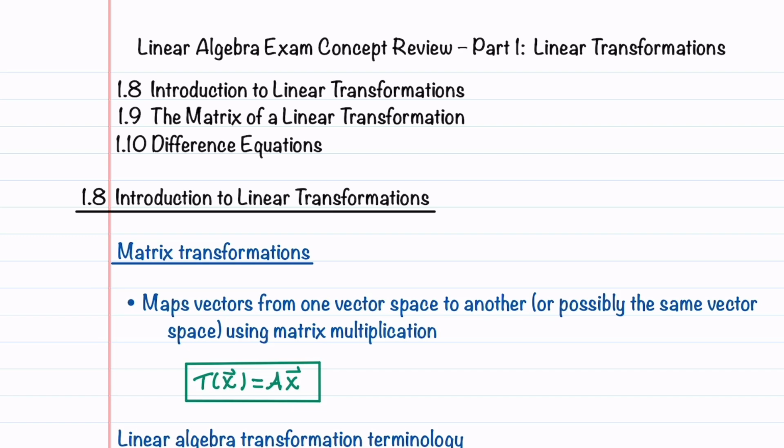The first topic that I'm going to review is an introduction to linear transformations. If a transformation is linear, it can be written as a matrix transformation. Matrix transformations map vectors from one vector space to another, or possibly the same vector space, using matrix multiplication. The formula that you need to remember for this is T of x is equal to matrix A times vector x.